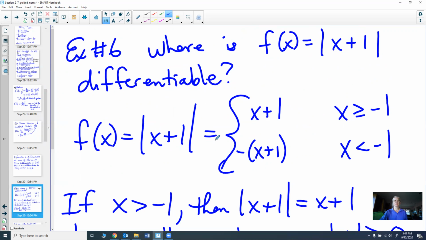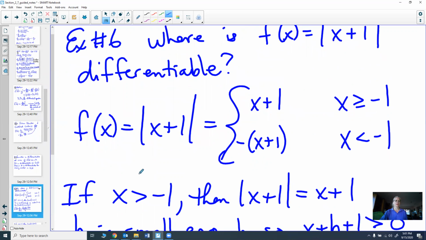So if x is anything bigger than -1, like 0, you're going to get a positive number out. So you can just drop the absolute value bars. If x is less than -1, you get a negative number inside here, and you want to change the sign. That's what this negative sign does, it changes the sign to make it a positive number. Because remember, absolute values are always positive.